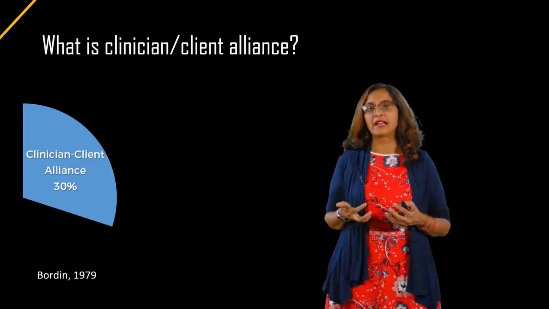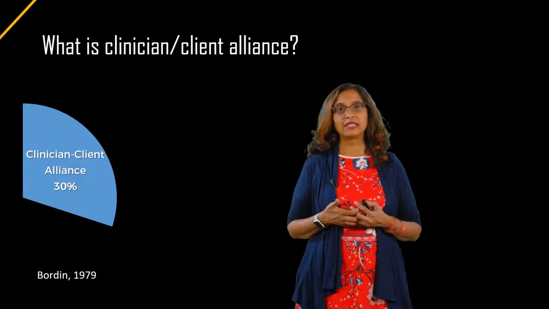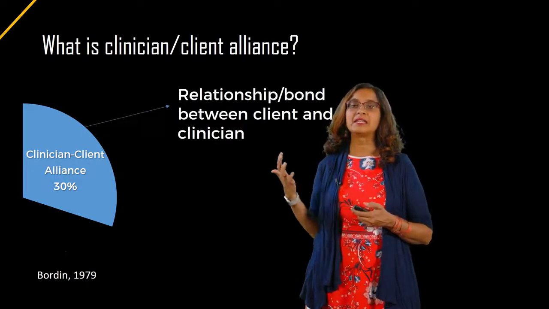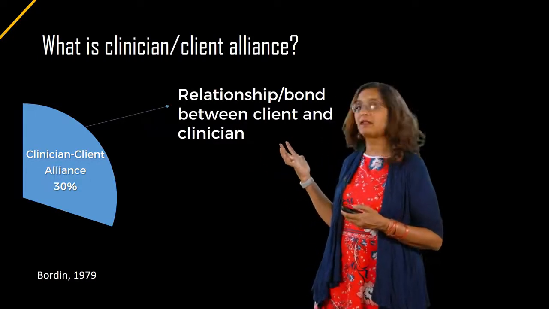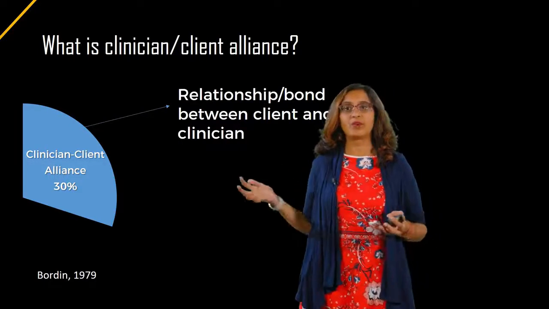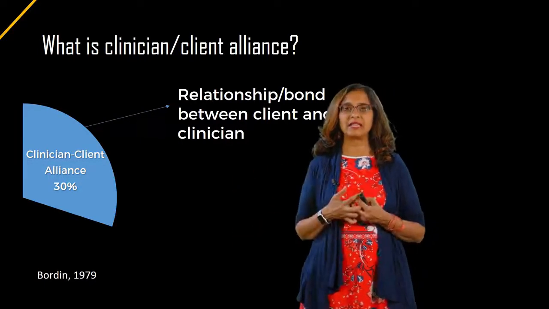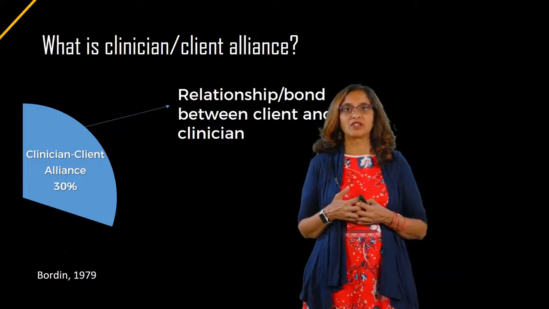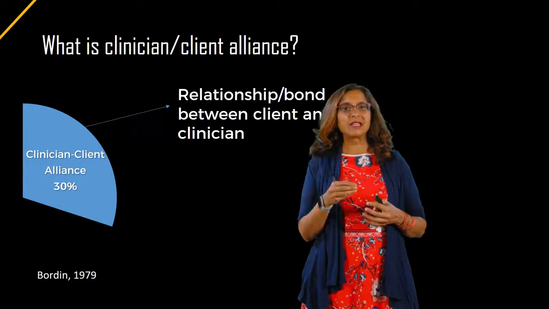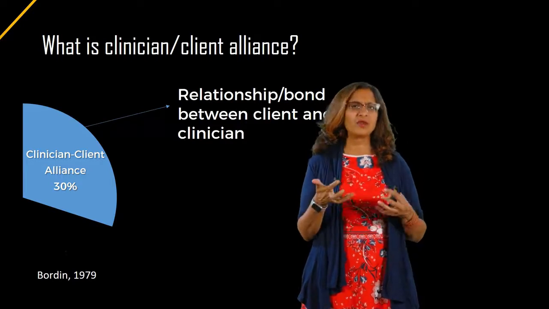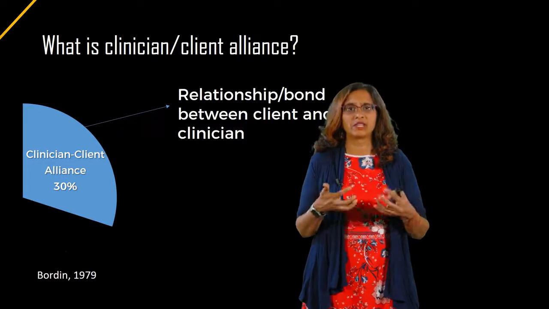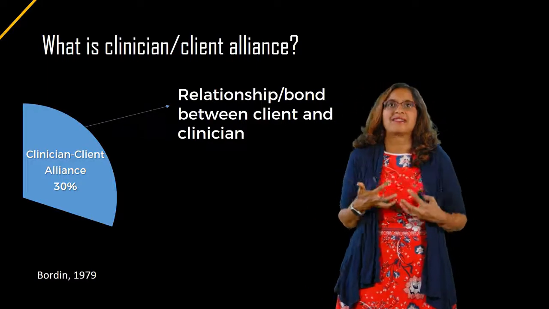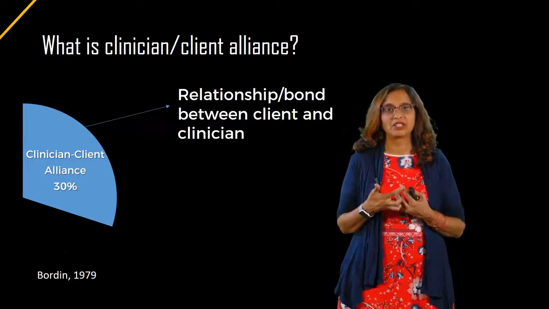In a survey that I did recently as part of an honors thesis, most people responded by saying Clinician-Client Alliance is the relationship between the client and the clinician. And that is right. Borden defined Clinician-Client Alliance in 1979, and a big part of it is that relationship between a clinician and a client. This is something that seems harder to teach. How do you teach a student to develop this relationship or a bond? Is it something that someone has and just has an instinctive ability to build relationships?